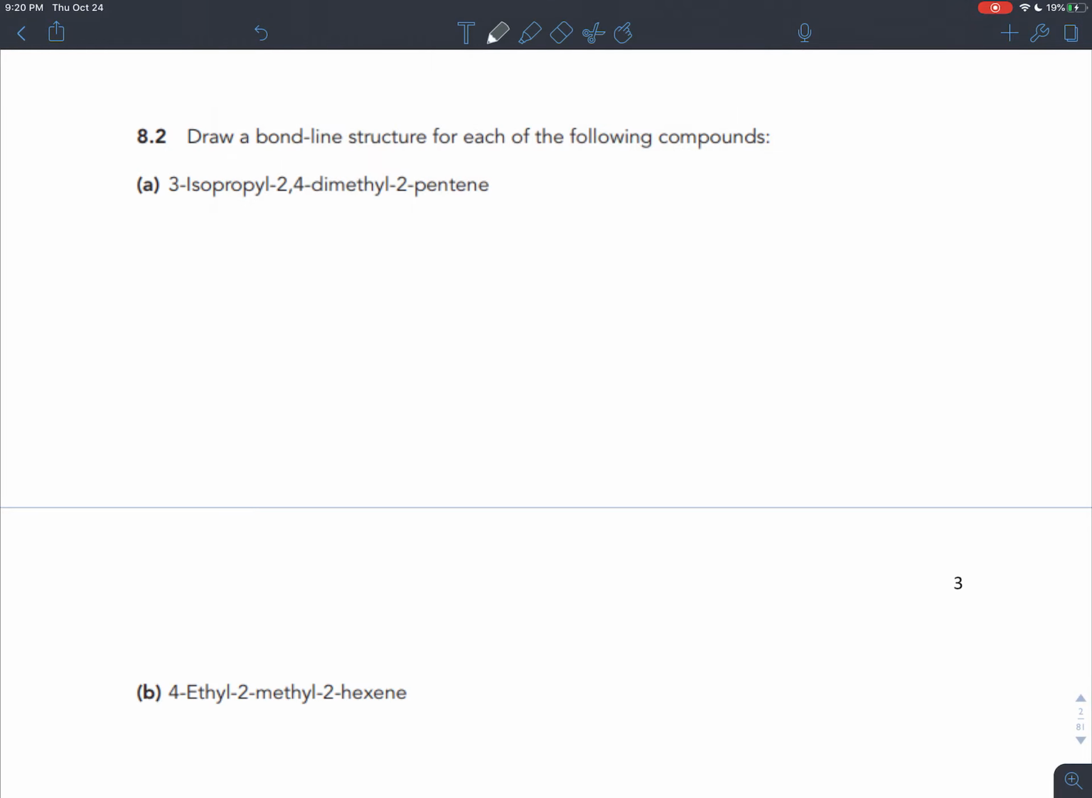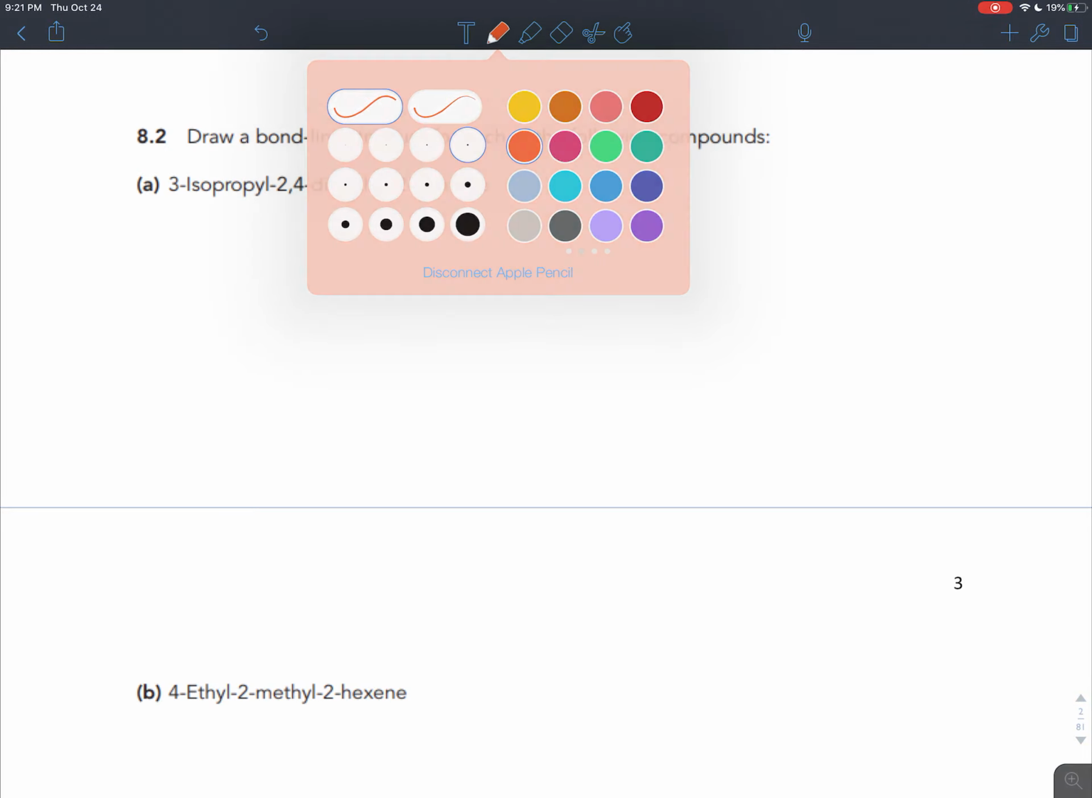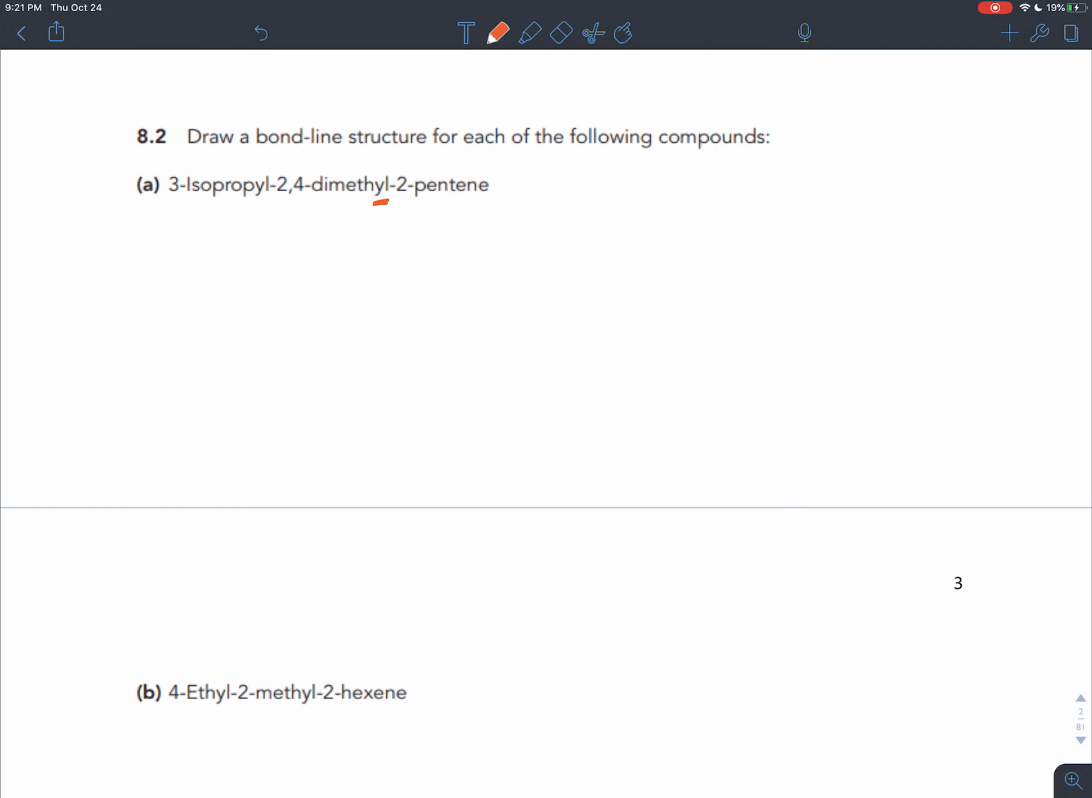Always start with the backbone, and notice the backbone here is going to be everything that comes after the last YL. So if you're reading the name, you see the last YL, everything after that is the backbone. Notice that it includes that number 2 there. That's telling you where the double bond is going to appear. So in this case, our backbone is 2-pentene.